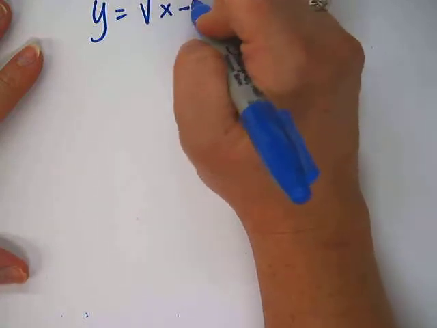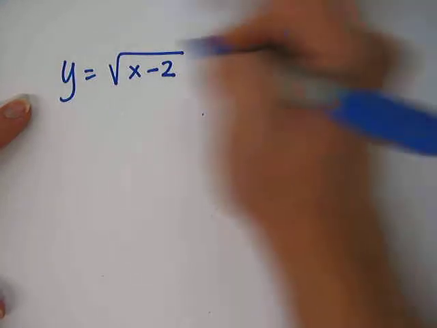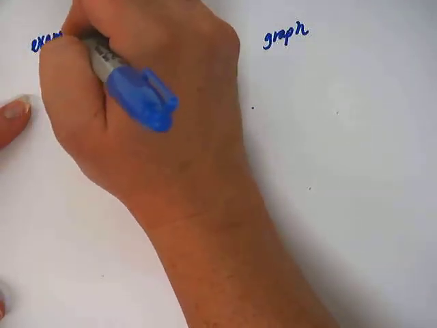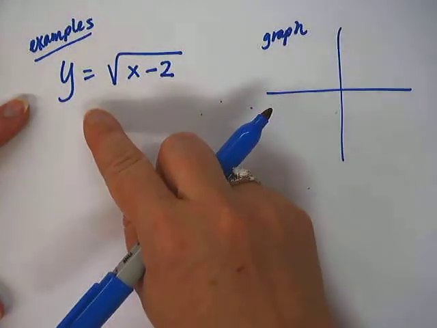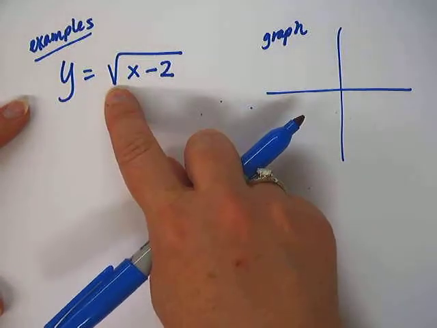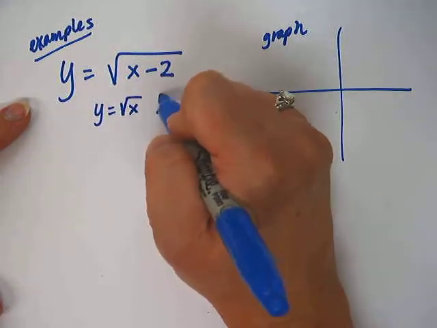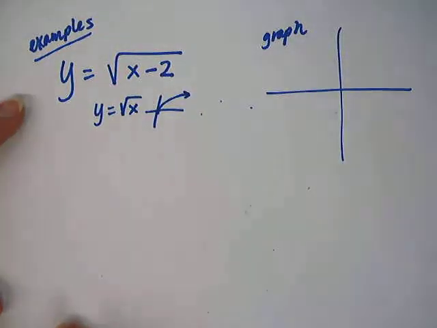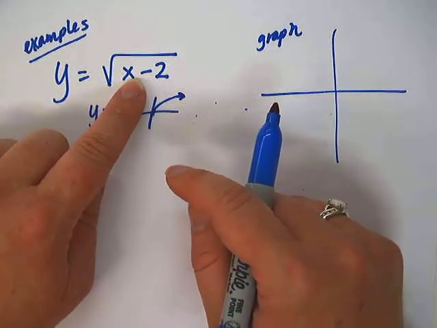Okay, let's look at an example. If I give you y equals the square root of x minus 2, how would you graph that? First of all, what do you have to know from section 3.4? You have to start by knowing what these graphs look like. So you have to know those. If you don't yet, please learn them. So it's something to that effect, correct?